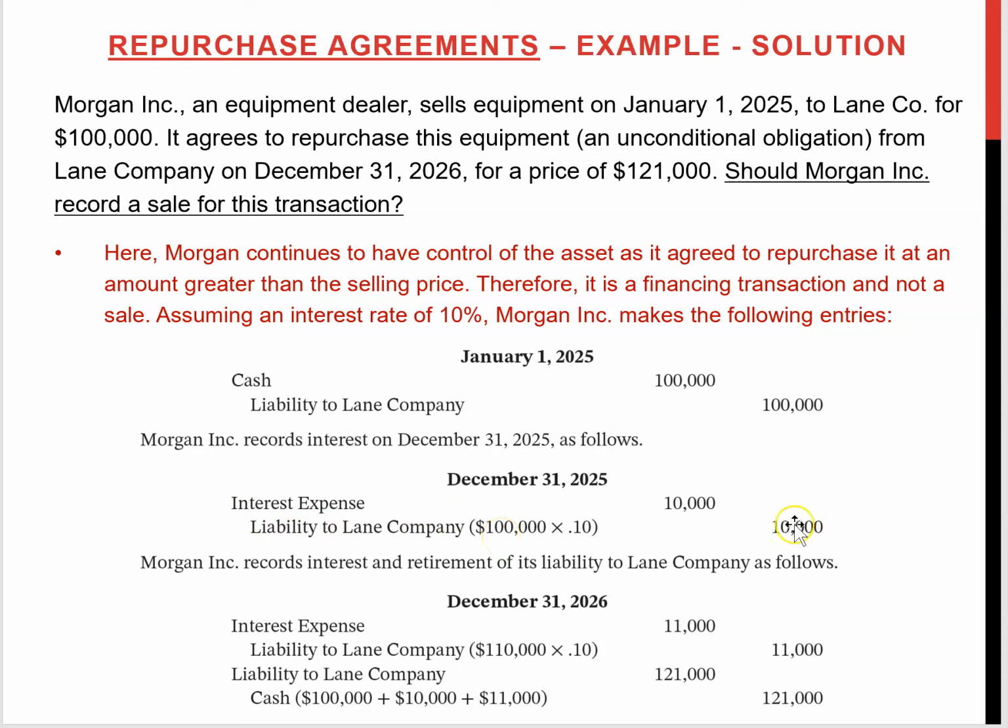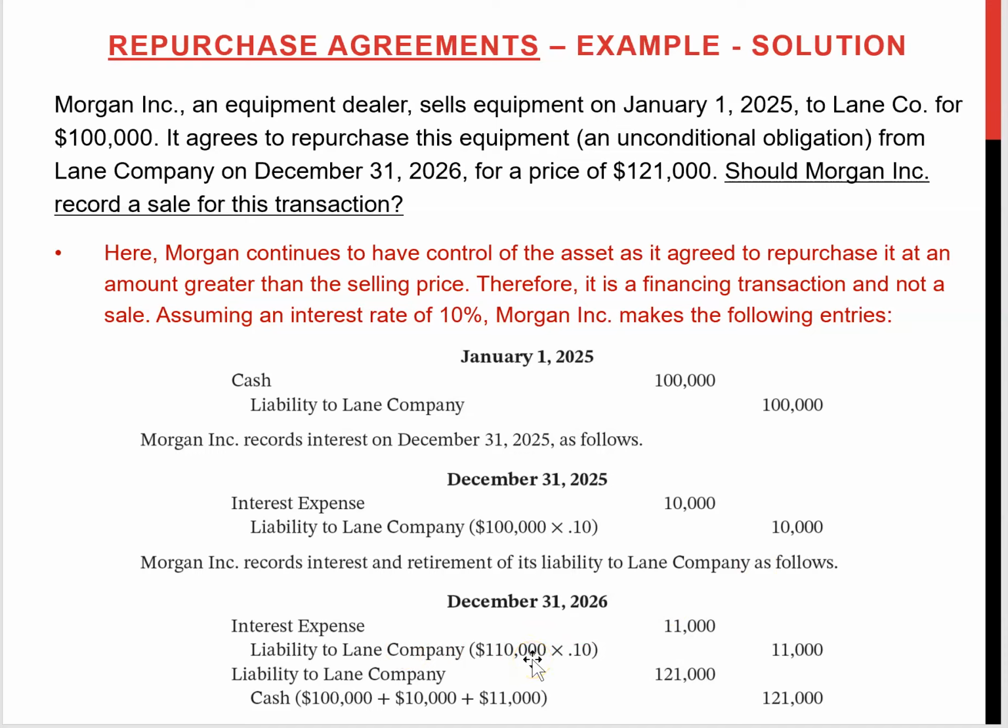So this is a liability. It's kind of an interest payable. They're not paying it right away, but it's increasing their liability. So it's added back to this $100,000. So next year, again, you will count 1 year's interest expense.